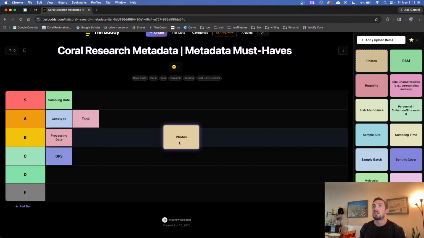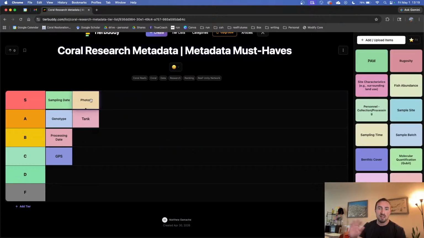This could be site photos. This could be sample photos. This could be photos of you and your team doing stuff out in the field, doing stuff in the lab. Any photos, instant S tier. Instant S tier. You should be taking photos of everything.